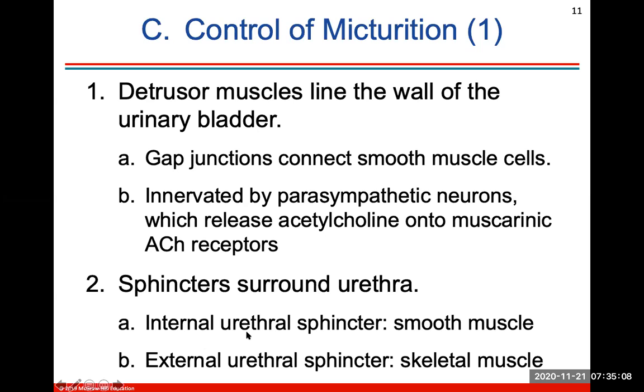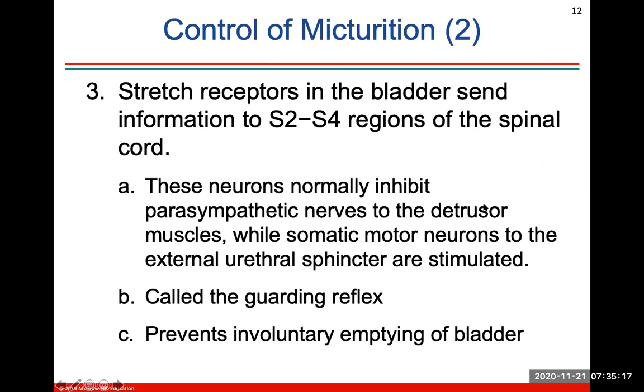What we control is the external urethral sphincter, which is the voluntary skeletal muscle, so we can control when it exits the body. So you have stretch receptors in the bladder, which will send information to the S2, S4 regions of your spinal cord. These neurons will normally inhibit the parasympathetic nerves, while somatic motor neurons will be stimulated. This will prevent involuntary emptying of the bladder.